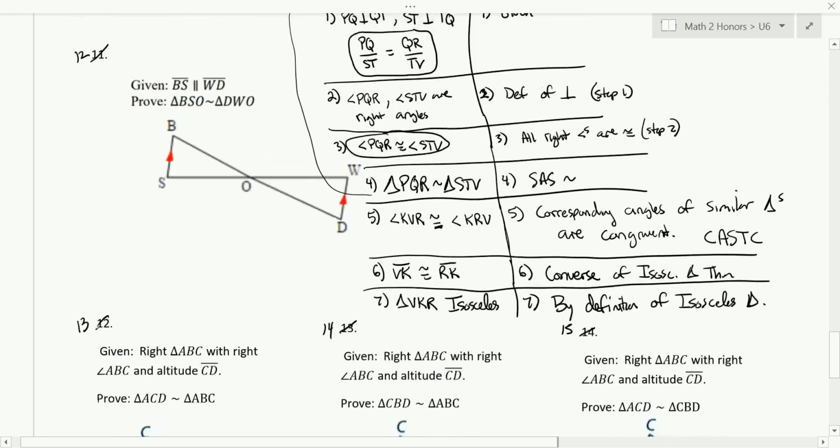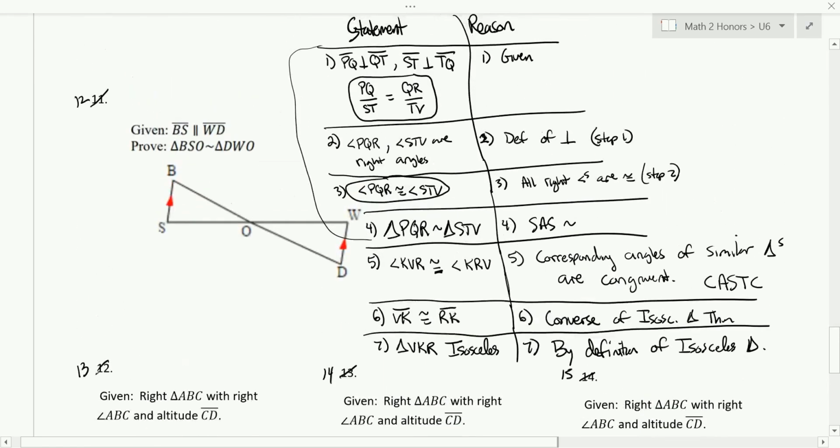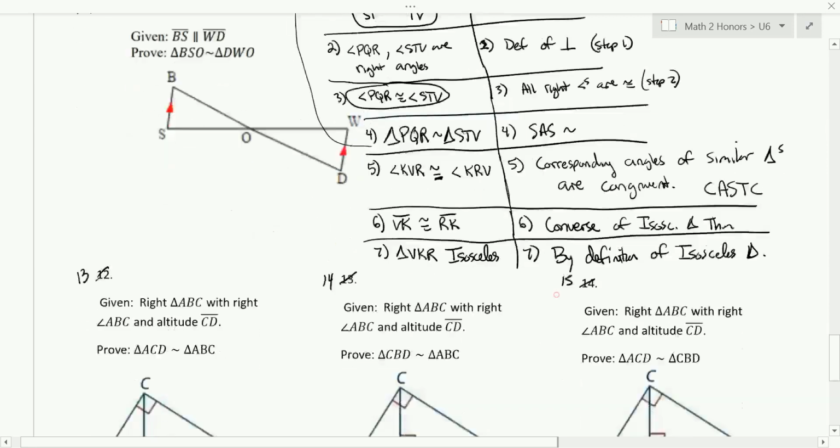I'll leave 12 for you, but 12 is going to be a simple one, maybe a 2 or 3 step proof, and you can kind of see where you're headed, right? Can you see why those would be similar? Angle somehow, right? And I'll leave that one for you.